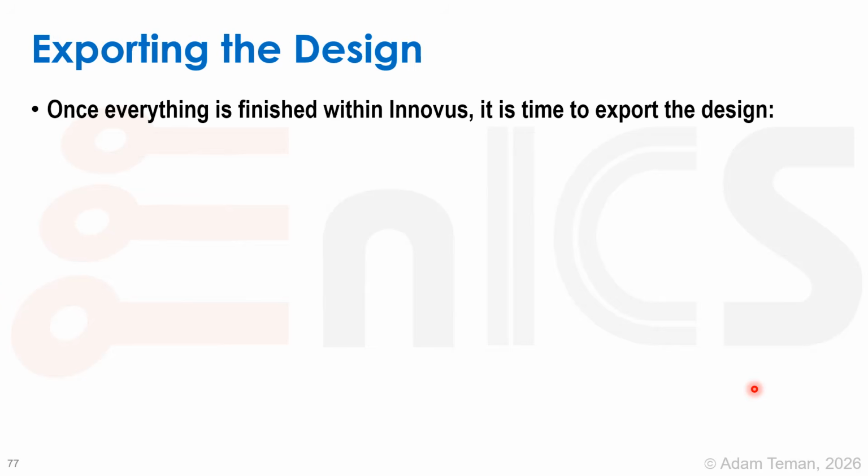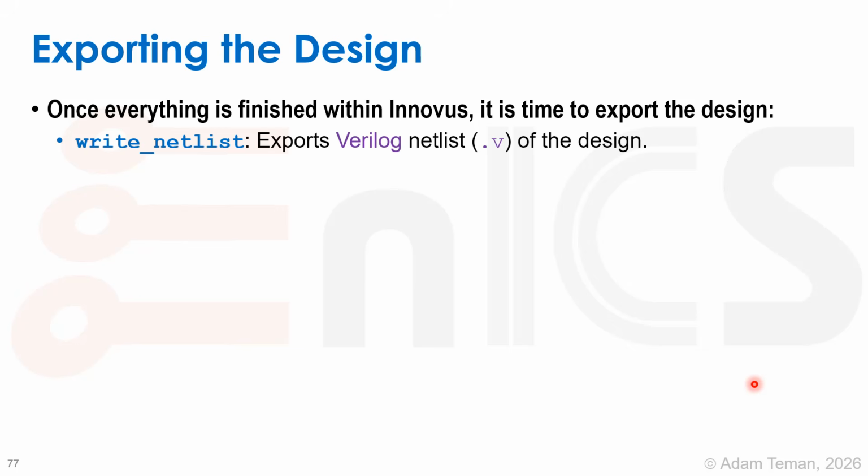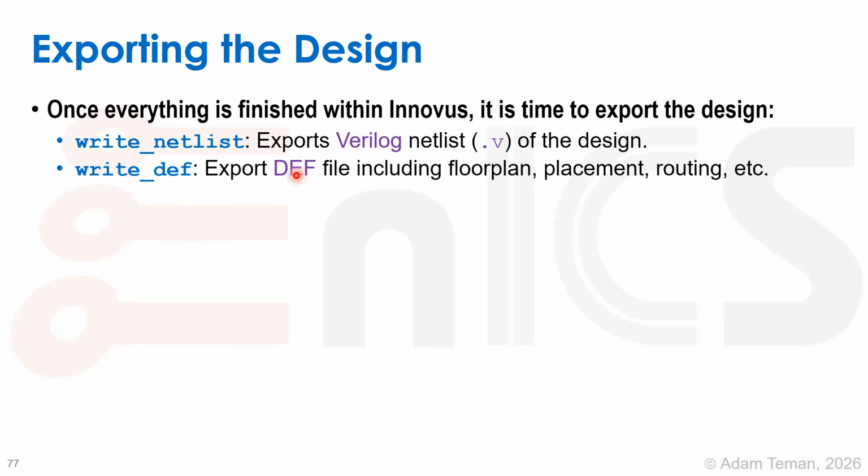So once everything is finished within Innovus, it's really time to export the design. And there are lots of files that we want to export to go on. So the first one, I guess, would be write netlist, and this exports the Verilog netlist of the design, creates our .v file that we can take to our LVS and to our gate level simulation and so forth and so on. Write def is going to export a def file. A def file is a design exchange format, I believe is the acronym. And it has everything about the design in it.